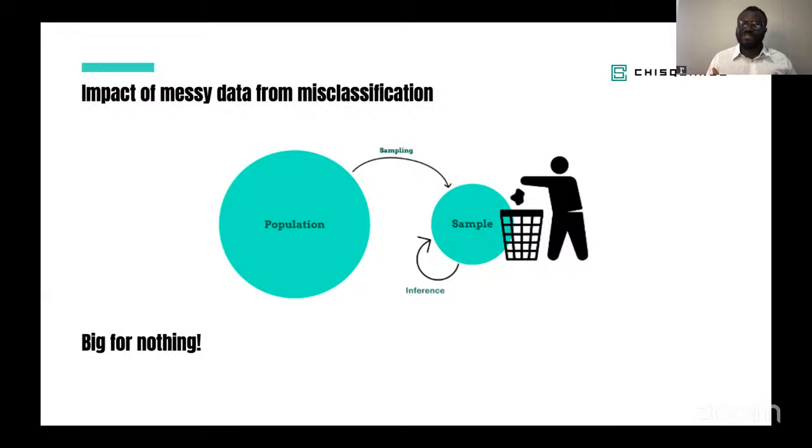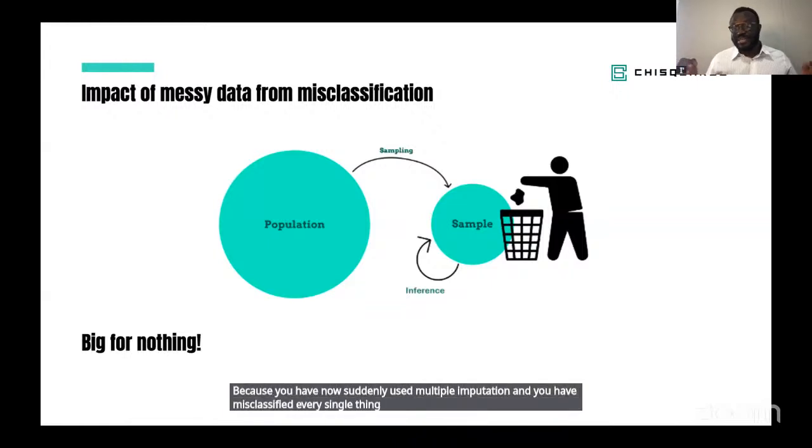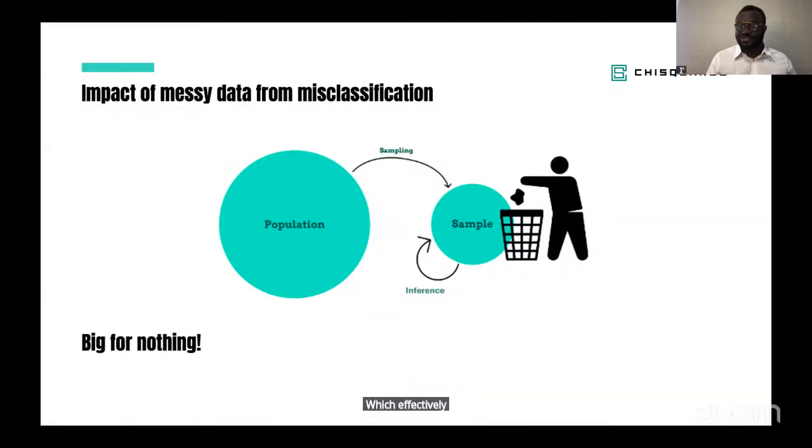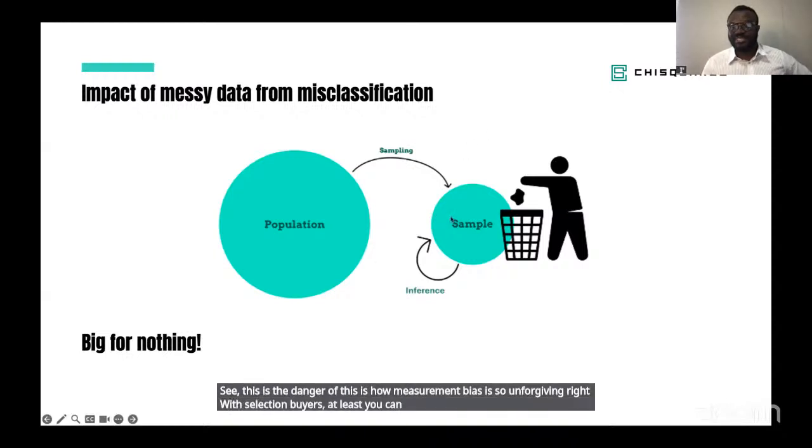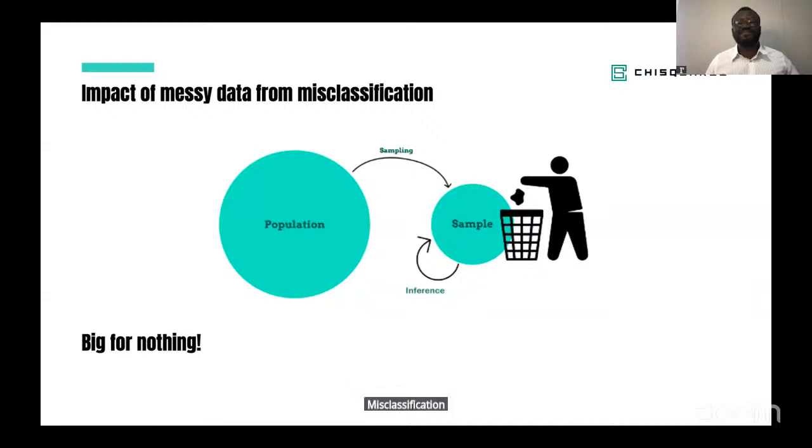Because you have now suddenly used multiple imputation, and you have misclassified every single thing in your data set, which effectively renders it as trash. There's no silver lining here anymore. See, this is how measurement bias is so unforgiving, right? With selection bias, at least you can say, well, we can still make inferences to this sample. Misclassification or measurement bias in general is less forgiving, right?